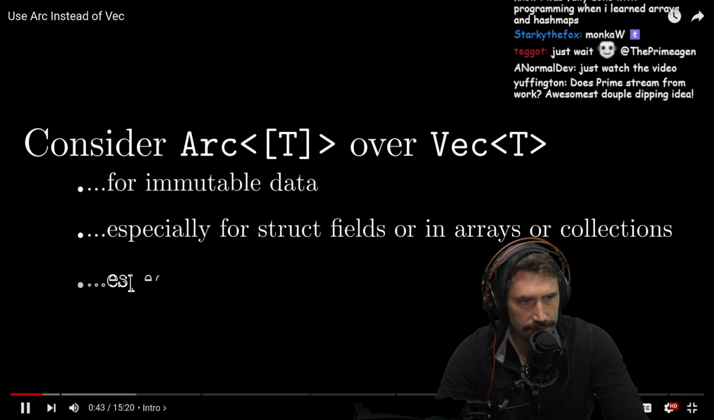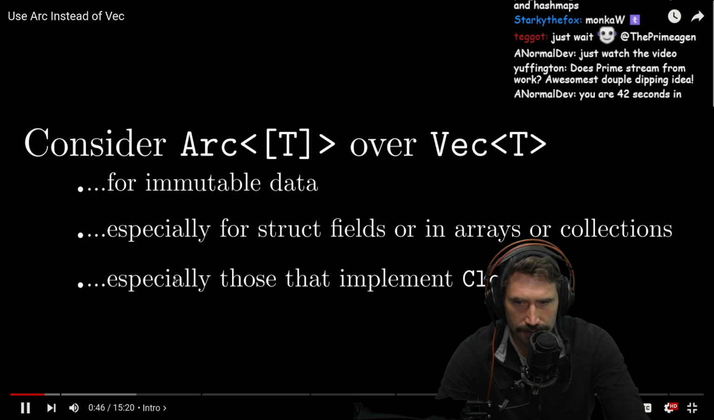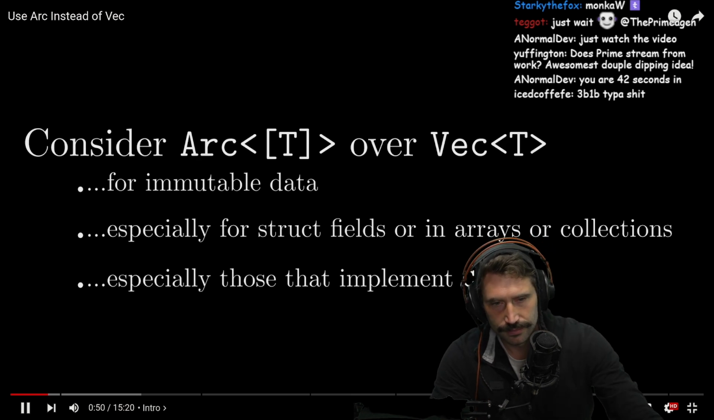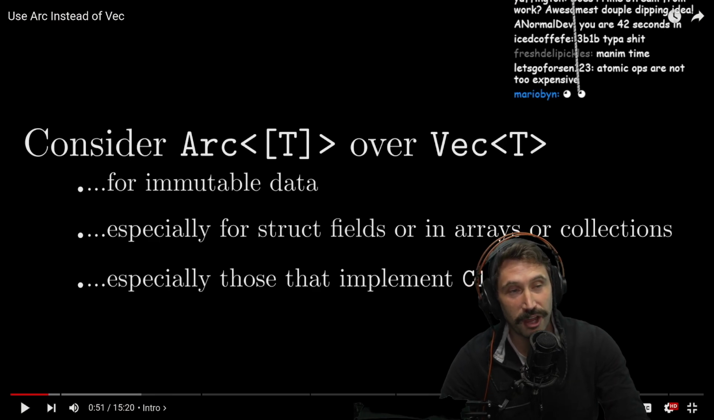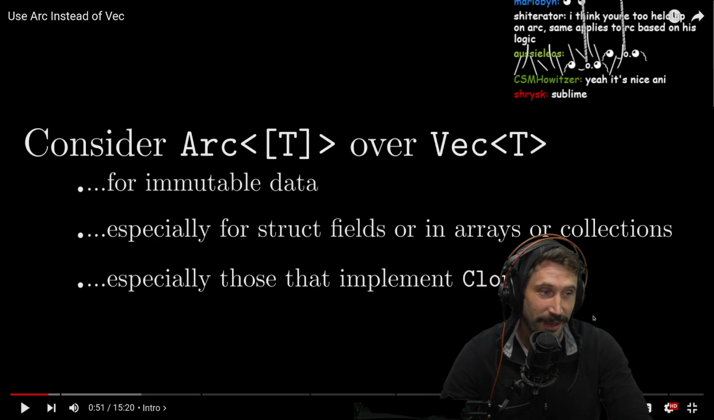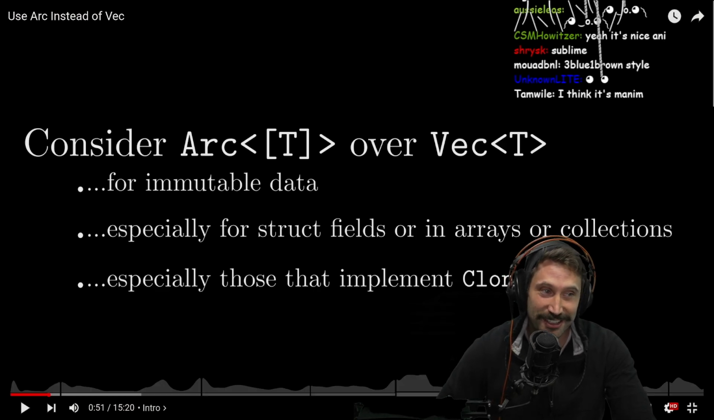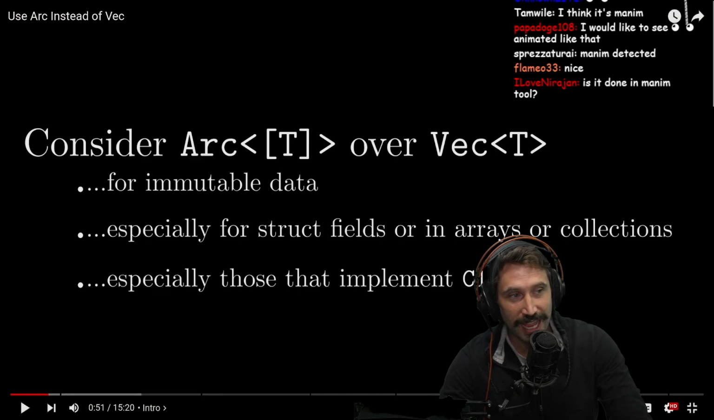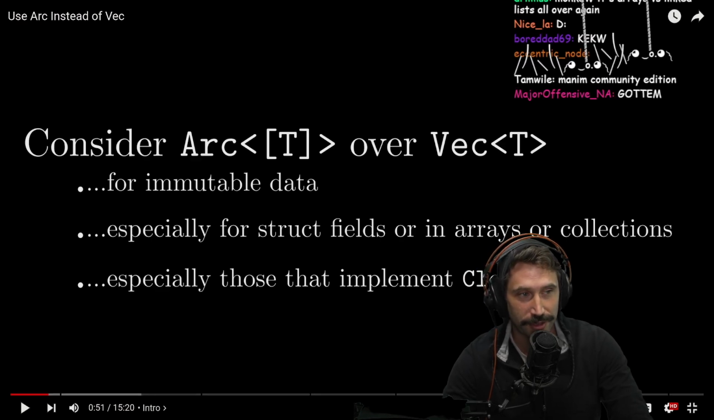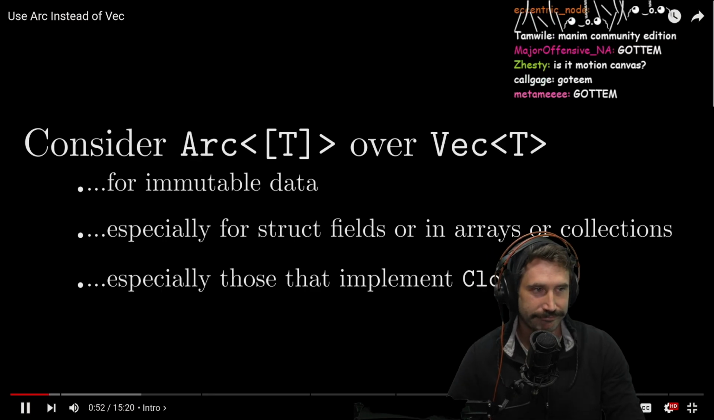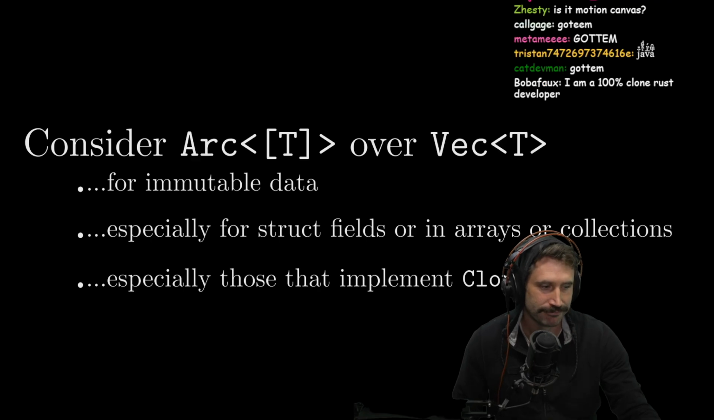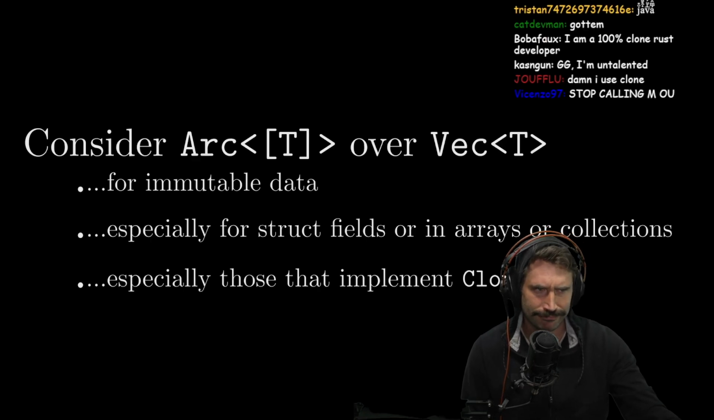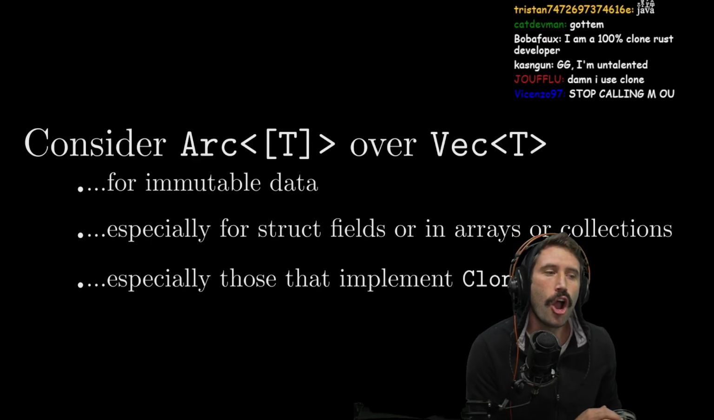T. And especially for data that implements clone. Now, this shouldn't be a huge surprise because clone is kind of the superpower of Arc, which we'll talk about shortly here. It's also the superpower of untalented Rust developers. Am I right? I also use clone. I'm untalented, just in case you're wondering. But if you're going to be cloning big immutable sequences of data around all the time, Arc can really, really speed that up over vec t.